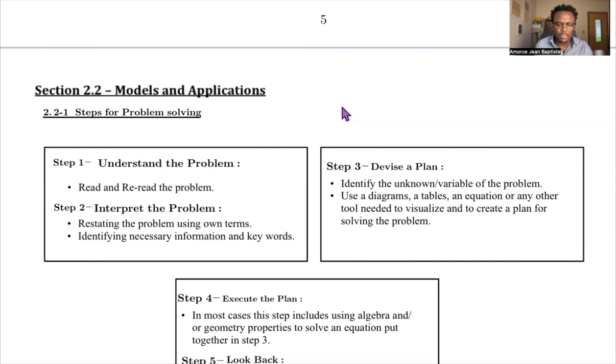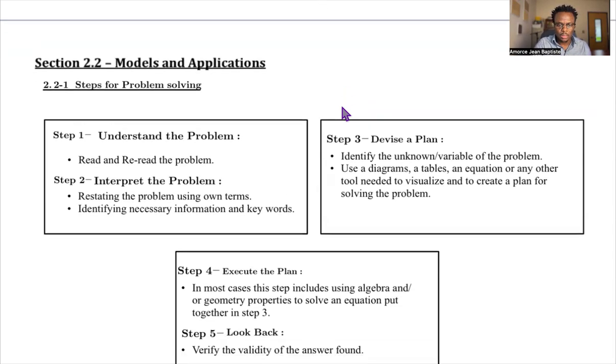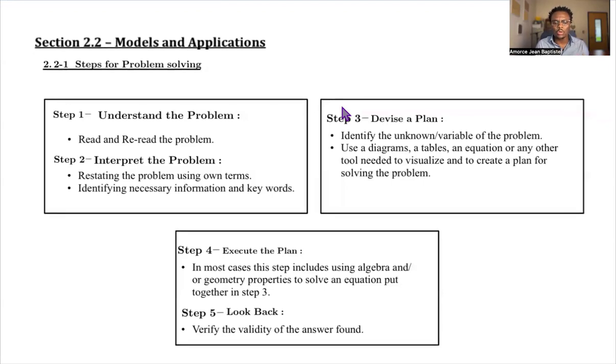The second step is you need to make sure you interpret the problem. Third, you devise a plan. Fourth, you execute that plan. And fifth, you look back, means you check the answers. So to understand the problem, you have to read it. Sometimes reread the problem to make sure that you understand it.